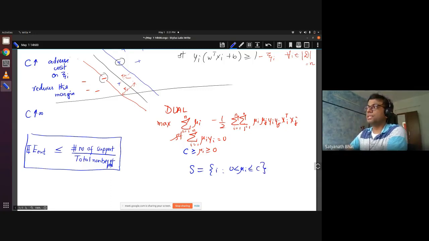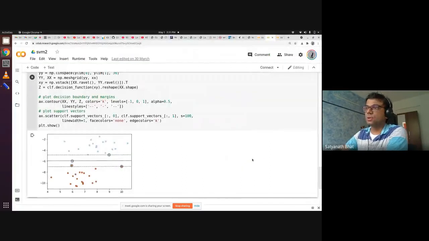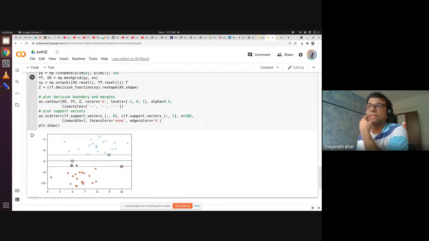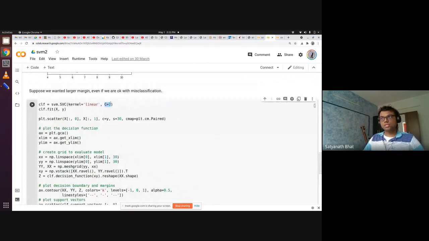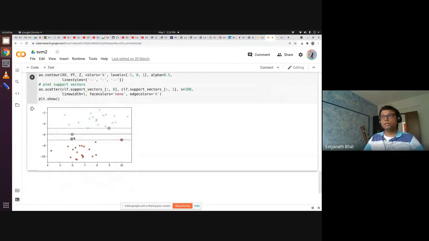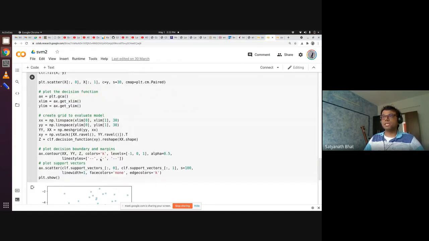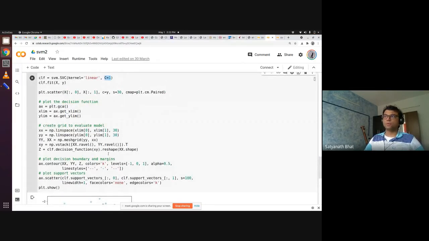All those points will be considered, and whenever mu i is equal to C, those are points where there is a violation. If we have time today, I will show you the dual, then you can check all that. But I don't know if we will have that much time. Nevertheless, the idea still remains: if you change C, you will be able to get a wider margin. Okay, so this was the second demo. I will share the code with you later. You can go through this.